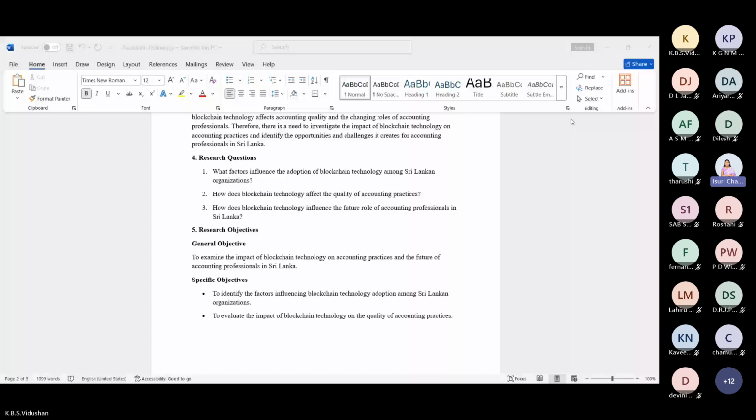Question number 1, no need, I think. What factors influence the adoption of blockchain technology? Okay, that is also possible. To identify the factors, is it okay, madam? To evaluate the impact of blockchain technology. Objectives, okay. Questions and objectives, okay. Thank you, miss. Next one.